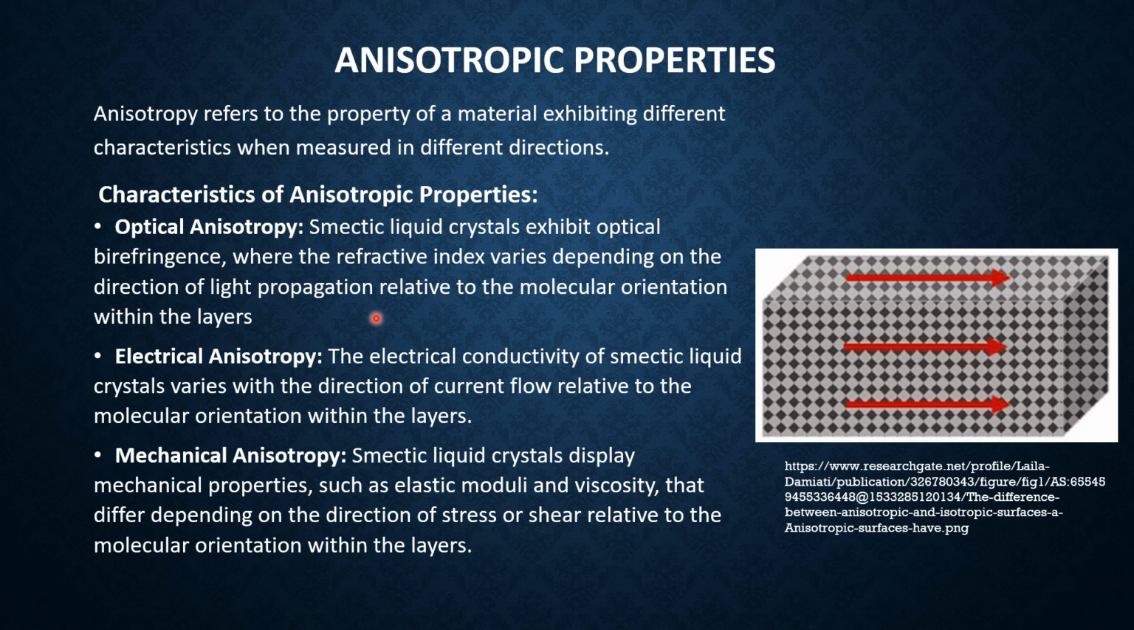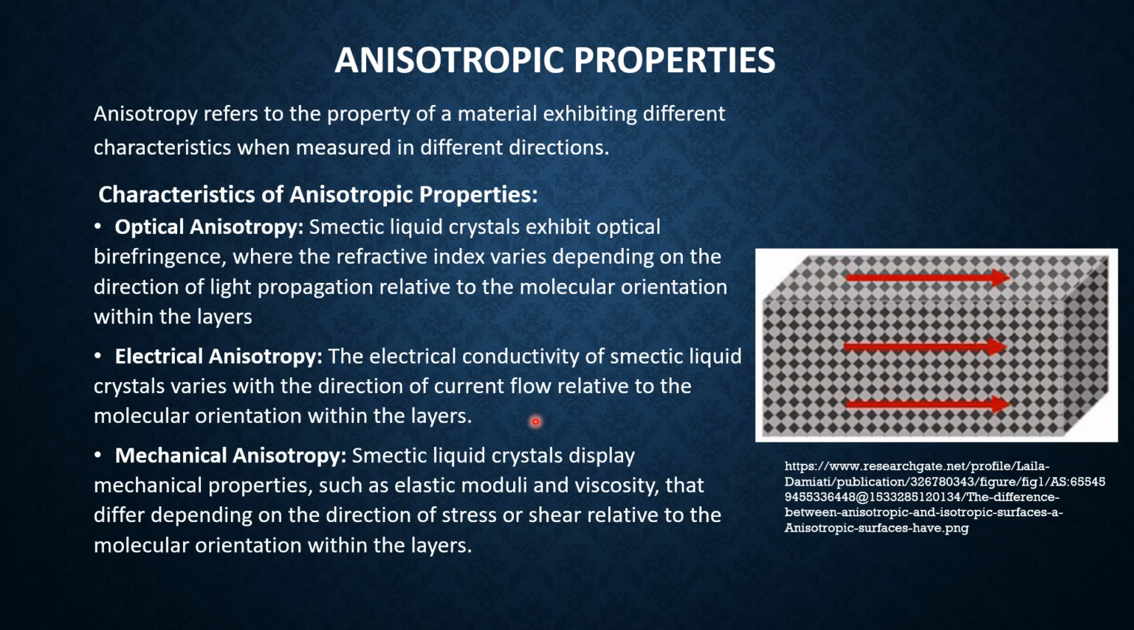This anisotropy is relative to the molecular orientation within the layers. This is called optical anisotropy. Coming to electrical anisotropy, here the conductivity changes. What happens in optical? The refractive index changes. But in electrical anisotropy, the conductivity of the smectic liquid crystal varies. How? It depends on direction. What direction? The direction of current flow relative to the molecular orientation within the layers. So everything is dependent on the molecular orientation within the layers.